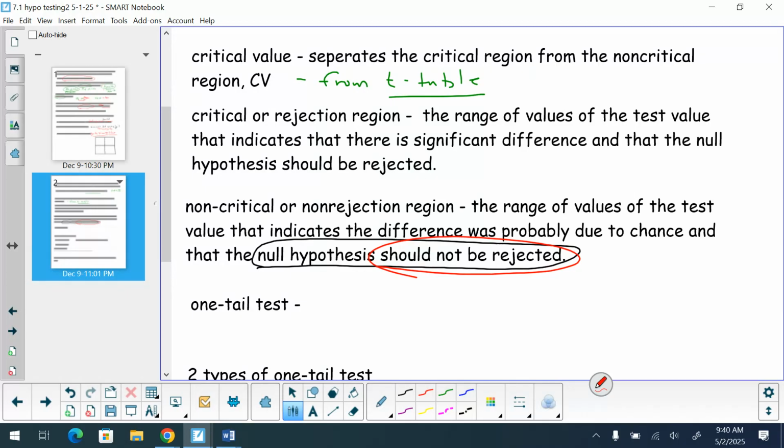So that's the main difference here: you're going to have a critical region and a non-critical region. If your test value goes into the critical region, we'll reject the null hypothesis. If it goes into the non-critical region, the difference is just due to chance, and we will not reject the null hypothesis.